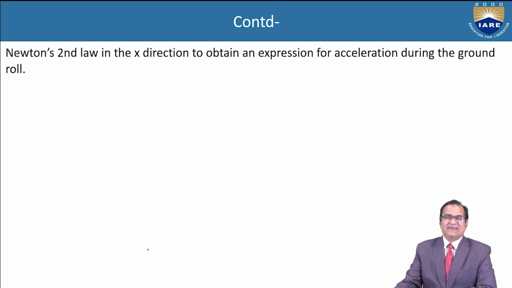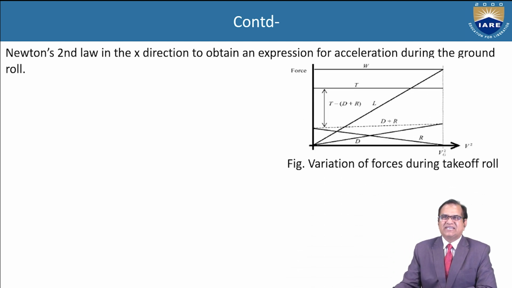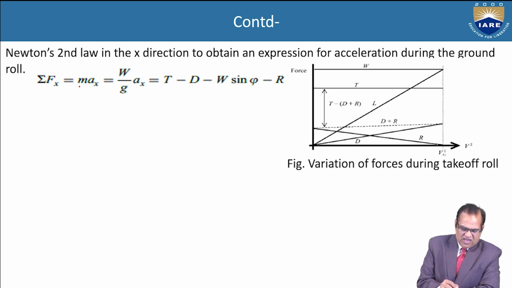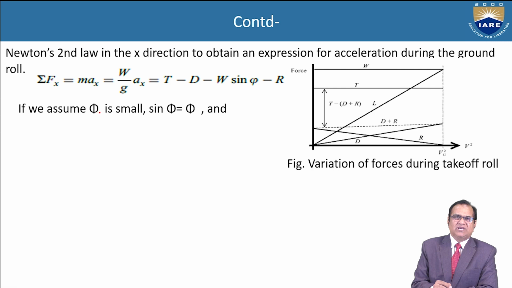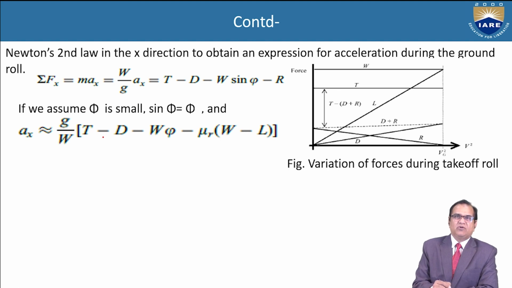So Newton's second law in the x direction gives an expression for acceleration during the ground roll. Sigma Fx is equal to m ax, which is W by g times ax. W by g ax is equal to T minus D minus W sin phi minus R. If we assume that phi is small, so sin phi is equal to phi, we can write ax is equal to g by W times T minus D minus W phi minus R.